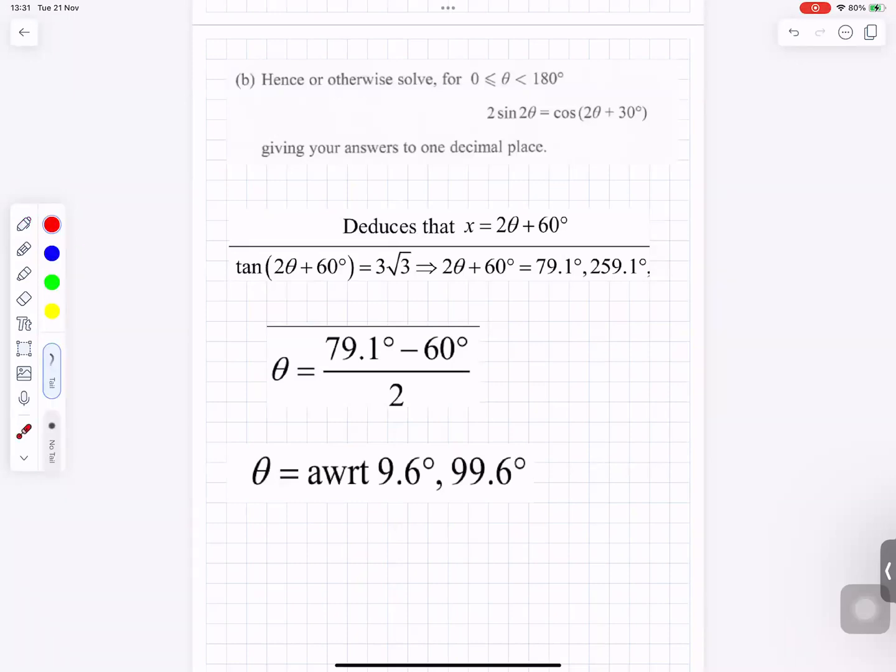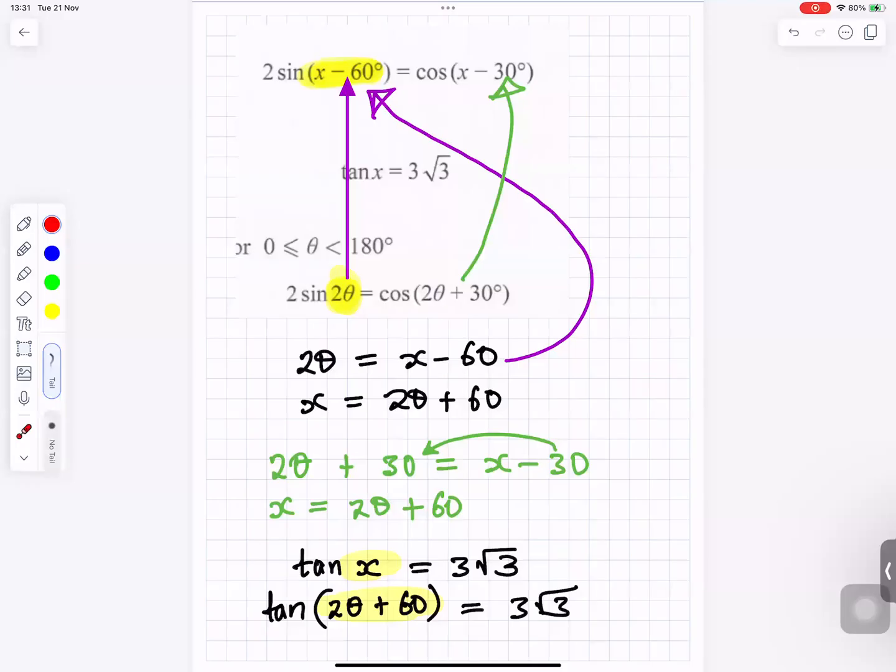Hence, to otherwise solve, giving your answers to one decimal place, we can deduce that x is 2 theta plus 60 degrees. And when we solve that, we'll get those two answers there. So it's the same thing that we've just done. 9.6 and 99.6 degrees. That's a way to look at it.